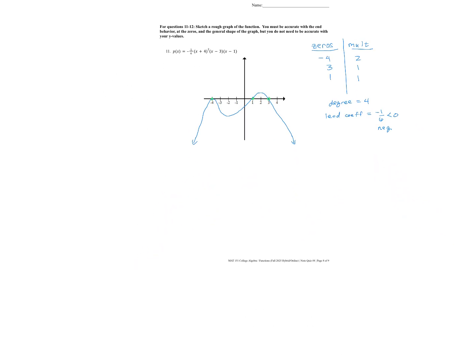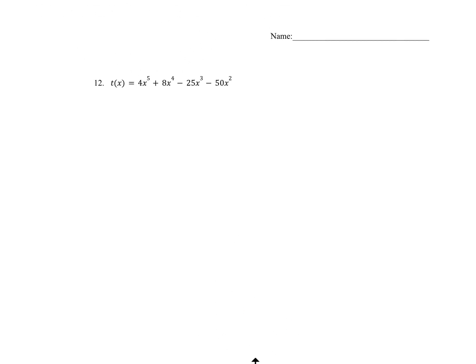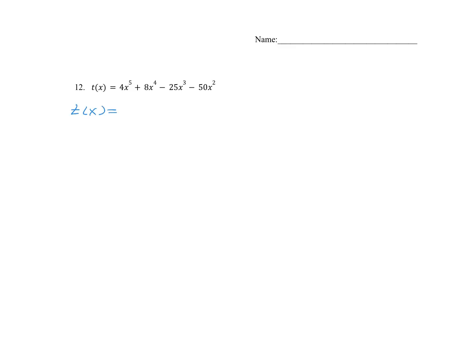And the next problem is going to be another graph. You'll notice this time around, however, that it's not factored. So I can't just get the zeros from looking at it. You will notice, however, that I can do factoring, and then the factoring will tell me my zeros. So this function has kind of a quirky name. It's called t of x, but we'll let it go for now. You'll notice greatest common factor, taking out an x squared, leaves me with a 4x cubed plus an 8x squared minus a 25x minus a 50.